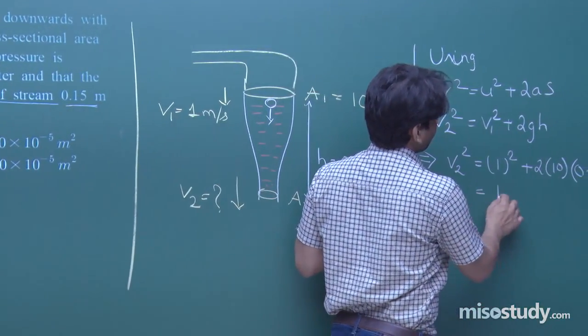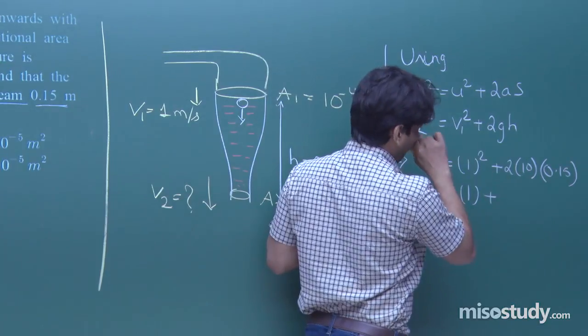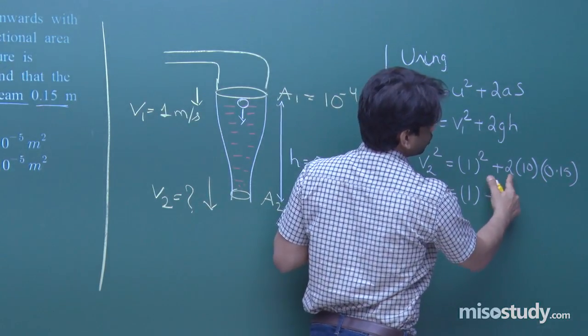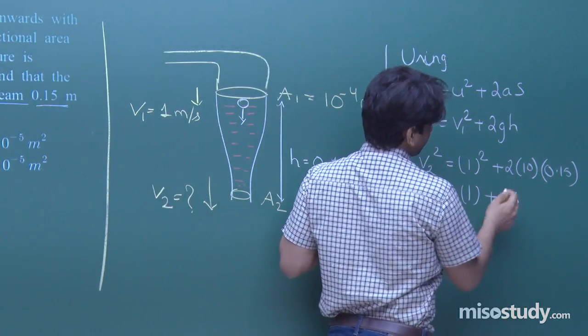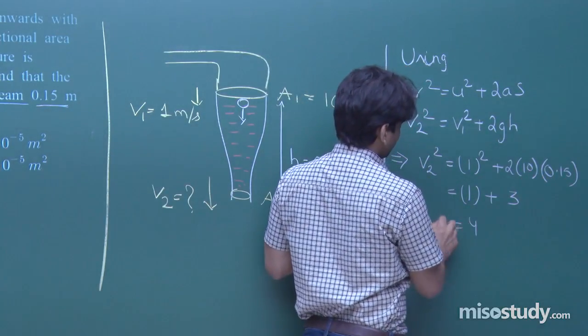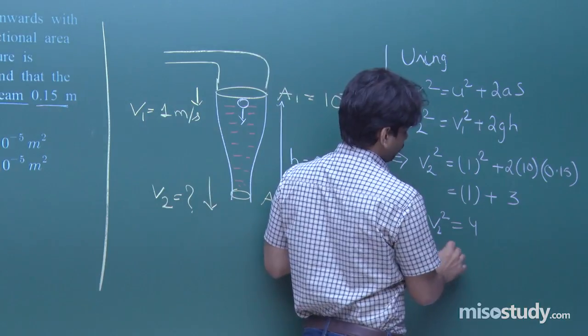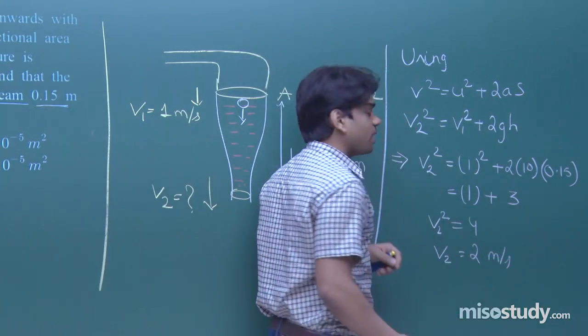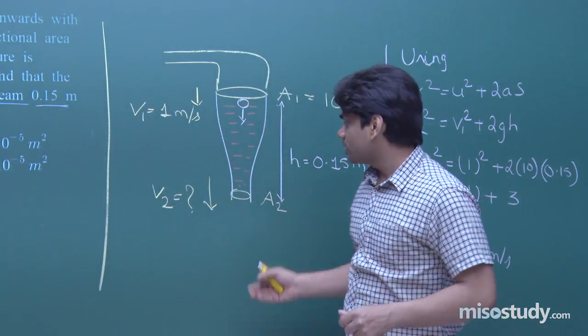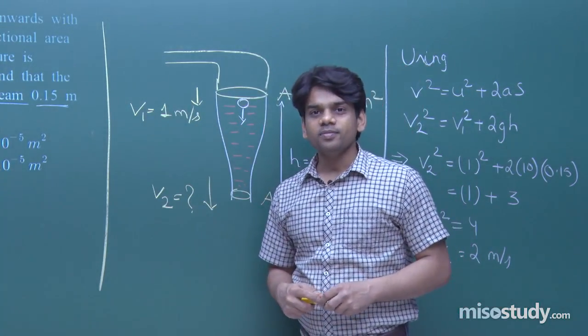So this will come out to be 1 plus 1.5 into 10, so 2 into 10, 20, or you can just take here 1.5 into 2, 3. So this will come out to be 4. V2 whole square is 4. So V2 will come out to be 2 meter per second. This is the value of the speed of the stream of water at this lowest point.